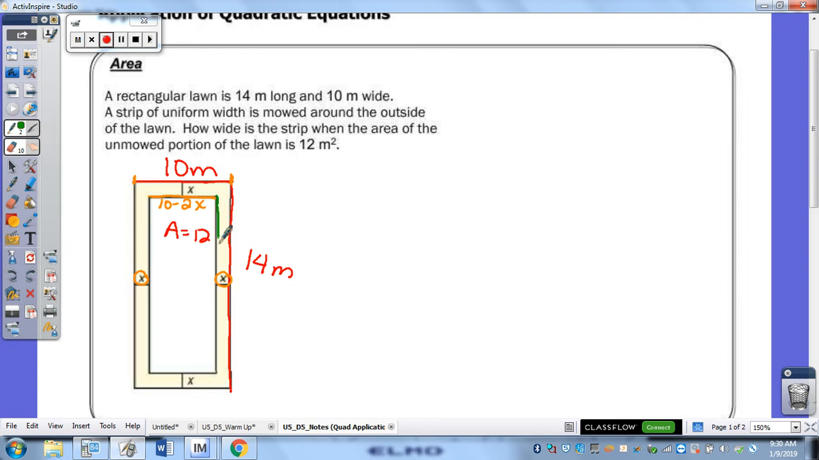So on the other one, our longer side, similar to our other one, it's the 14 meters, but with this strip taken out and that strip taken out. So that would be 14 minus 2x. So 10 minus 2x is one side, 14 minus 2x is the other side. So area means we multiply those 2 together. And it has to equal the area of that unmowed section there, that area of 12. Because when you take out those 2 strips, you're left with the unmowed section.